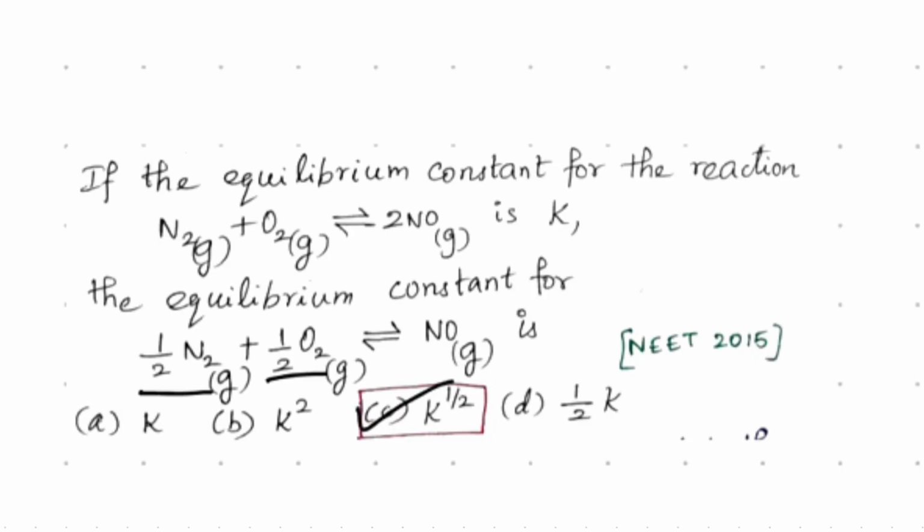You remember these 3 points to answer this type of questions. I repeat. First point is, if you reverse an equation, take reciprocal of the equilibrium constant. Second point is, if you multiply an equation by a common coefficient, then raise the equilibrium constant to the power of that coefficient. Third point, if you are adding two equations, then you have to multiply the equilibrium constants. If you remember these 3 points, you can easily answer this model.